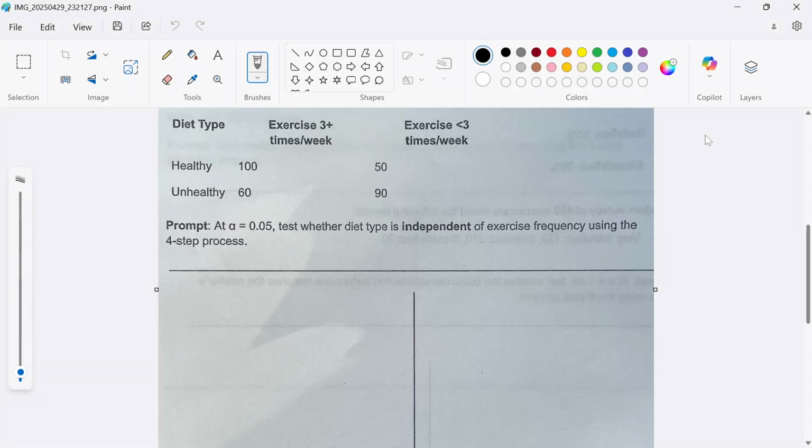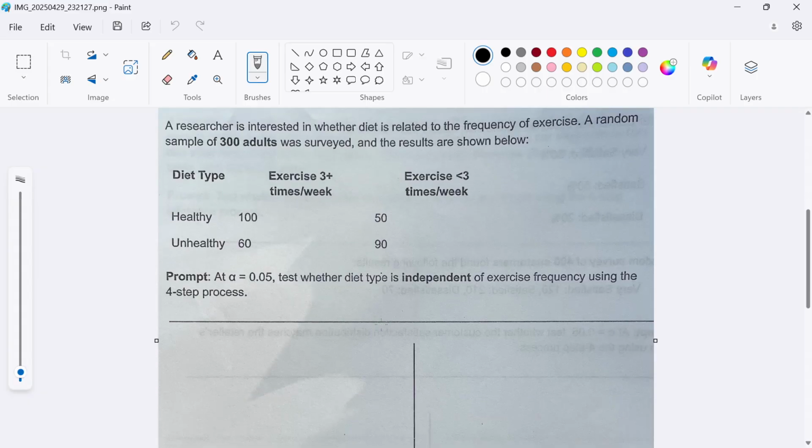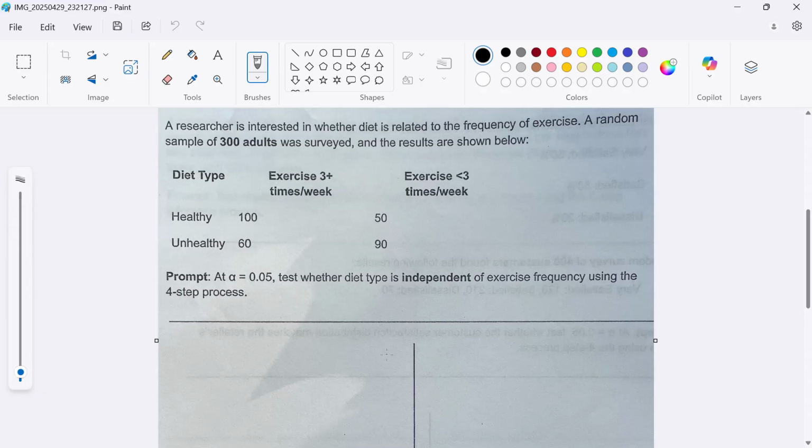All right, this one says this is a statistics question, and it's supposed to be a chi-square test of independence for diet and exercise frequency. When I have rows and columns, I can do a chi-square test of independence. And the prompt gives these different values.